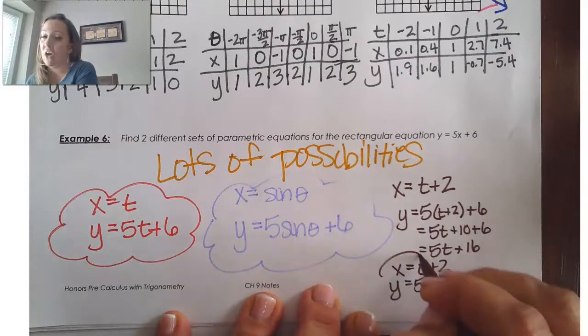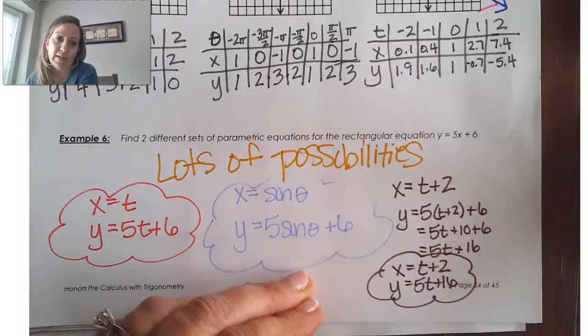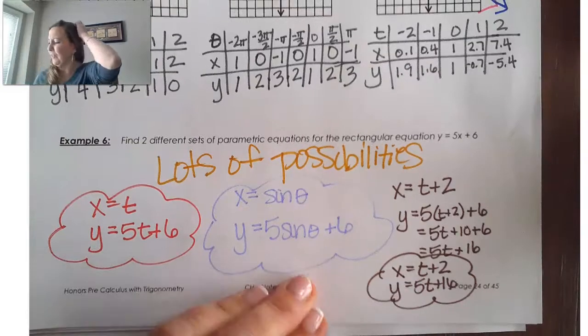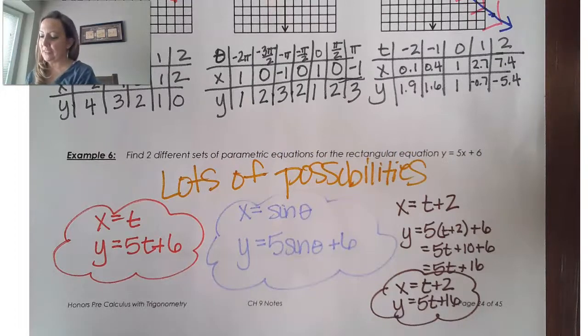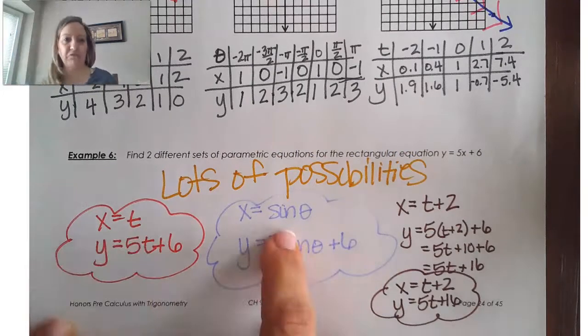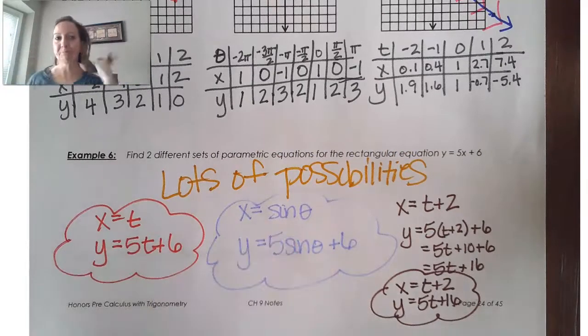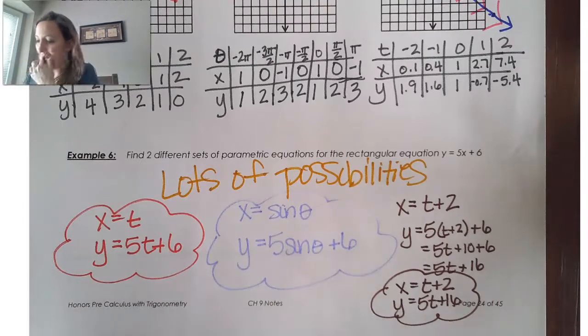So there are really a ton of different possibilities that you can have. The most popular, and I guess the least amount of work, are if you choose x equals t and then x equals some sort of trig possibility. Okay? All right, moving on.